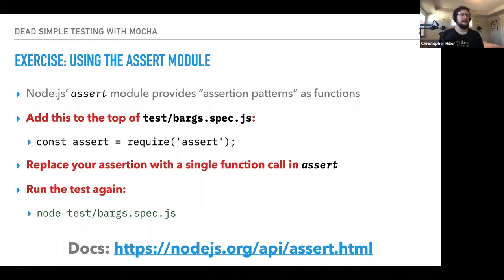And so the exercise then, let me talk a little bit more about the assert module. What it does is it provides all these assertion patterns. All the assertion patterns throw, depending on the function and why, an assertion error, which is an exception. It's just a special subclass of error. It contains some extra metadata about the failed assertion.